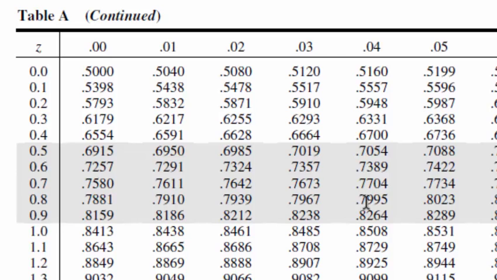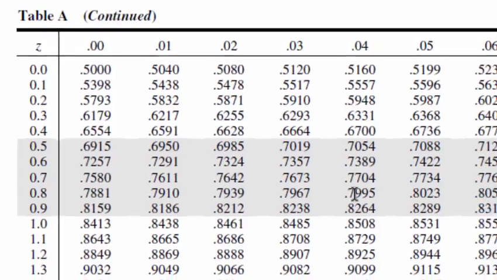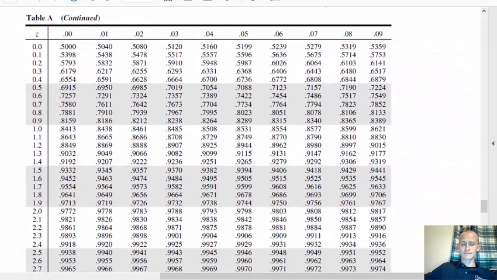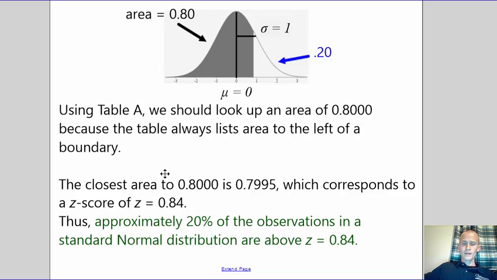So then we trace all the way over to the left, and we see that that is 0.8. And then we go up and see that that is 0.04. So we put those two ideas together, and we have 0.84 is that z-score of interest. And then we write that as our answer. So approximately 20% of the observations in a standard normal distribution are above z equals 0.84. So we have that word approximately. We have the context of whatever the question was asking. Basically, we just reworded that question with our answer.